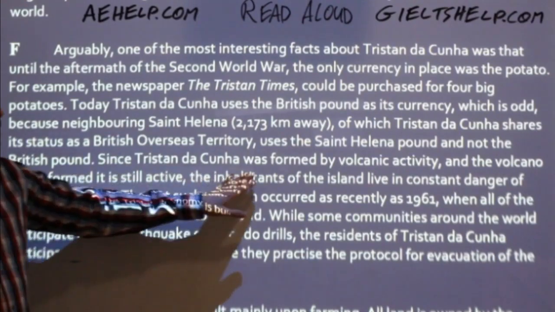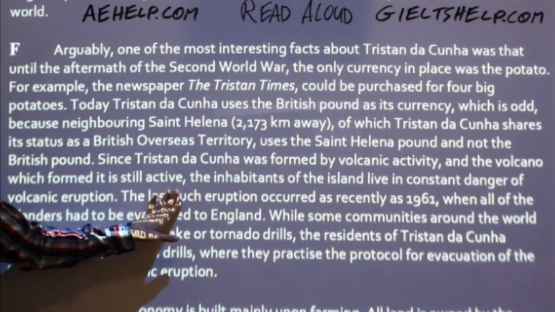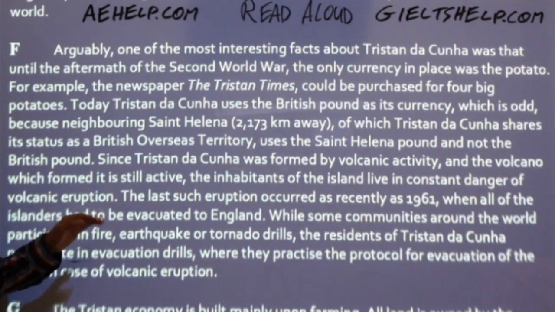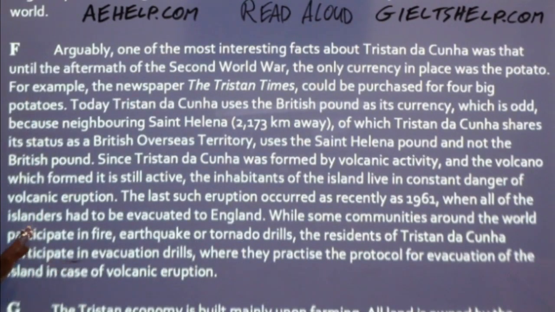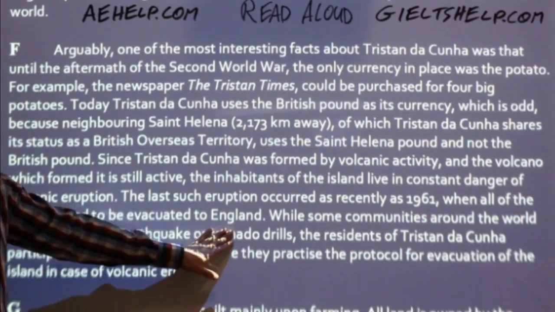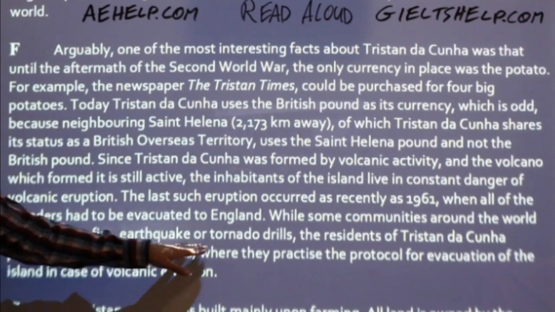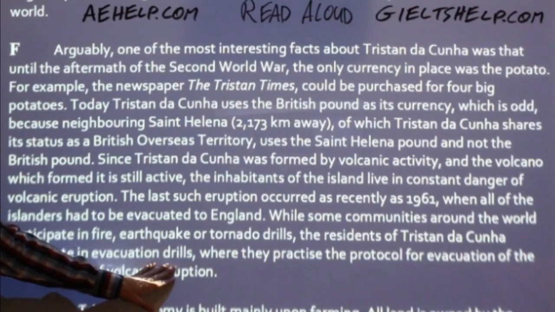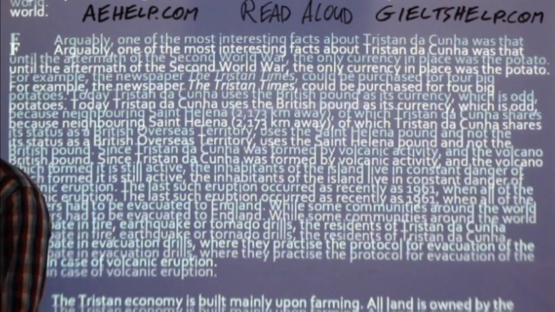Since Tristan da Cunha was formed by volcanic activity, and the volcano which formed it is still active, the inhabitants of the island live in constant danger of volcanic eruption. The last such eruption occurred as recently as 1961, when all of the islanders had to be evacuated to England. While some communities around the world participate in fire, earthquake, or tornado drills, the residents of Tristan da Cunha participate in evacuation drills, where they practice the protocol for evacuation of the island in case of volcanic eruption.